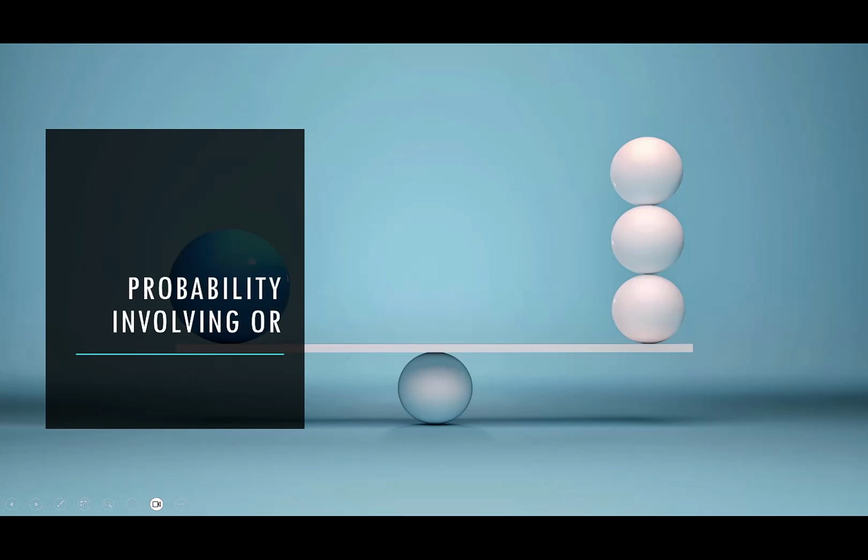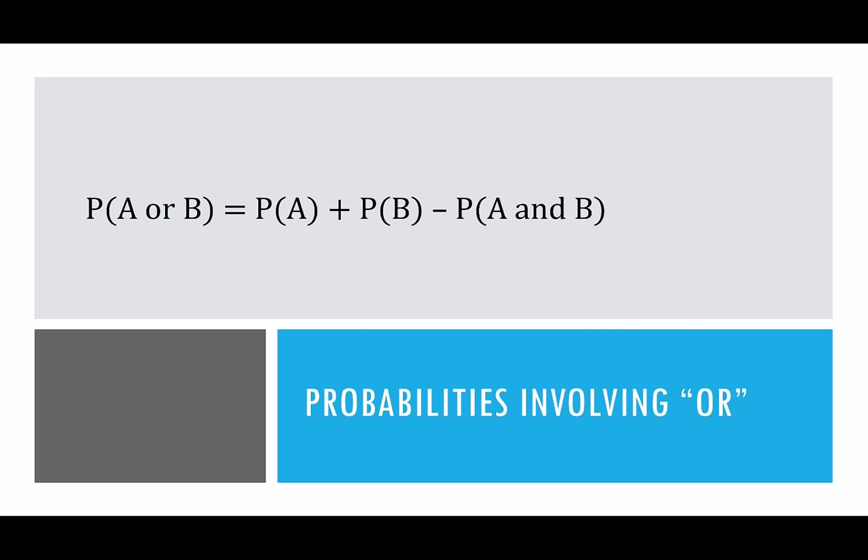Hi everybody, and today we're going to look at probabilities involving the word "or." When we look at two or more events, like the probability of A or B, we're putting together the probability of A and the probability of B.